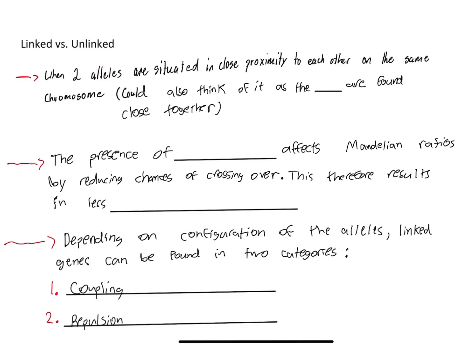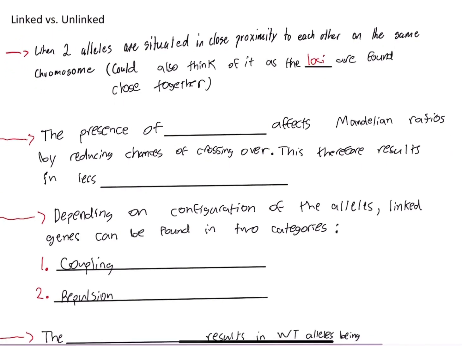Okay, so we're going to start off by talking about linkage. Now, linkage is when two alleles are situated in close proximity to each other on the same chromosome. You could also think of it as the loci are found close to each other. Now, the presence of linked genes affects Mendelian ratios by reducing chances of crossing over. This therefore results in less genetic recombination.